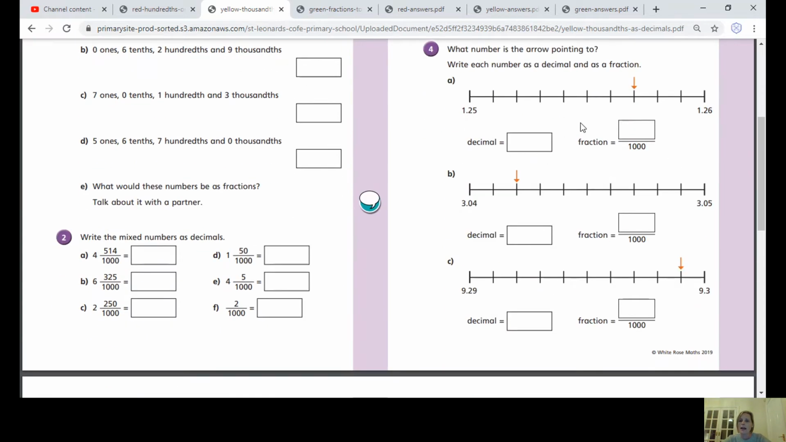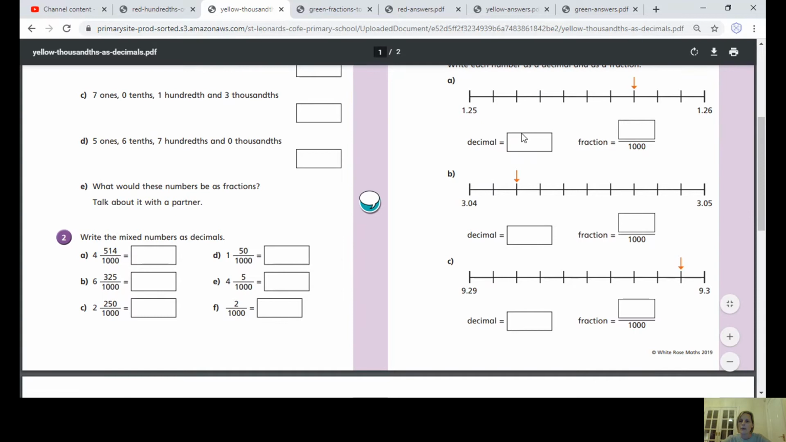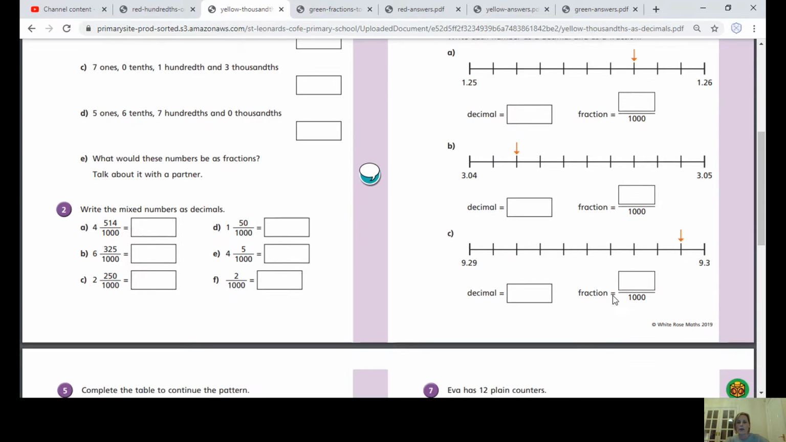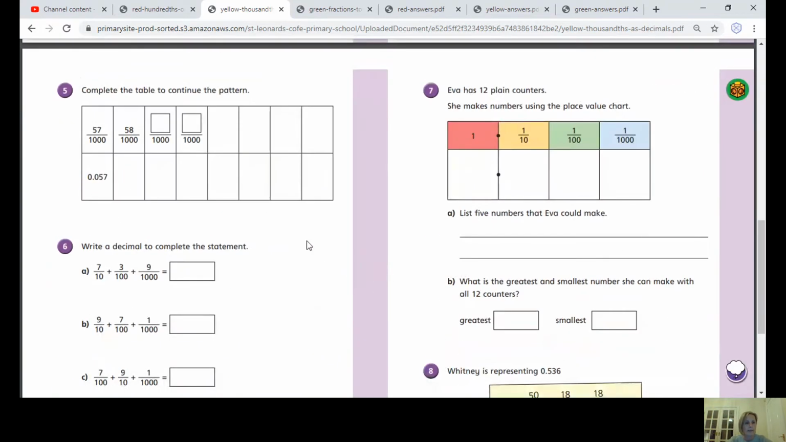This one, you need to write down what number the arrow is pointing at. Write it down as a decimal, which is easier because it is actually on a decimal scale, and then convert your decimal into a fraction. Same for these 2 questions here as well.